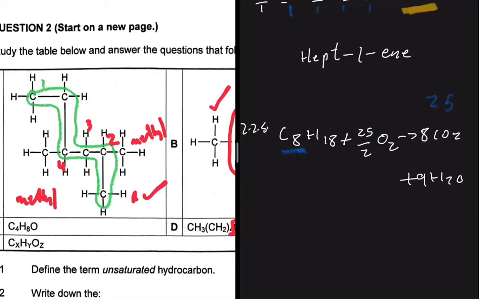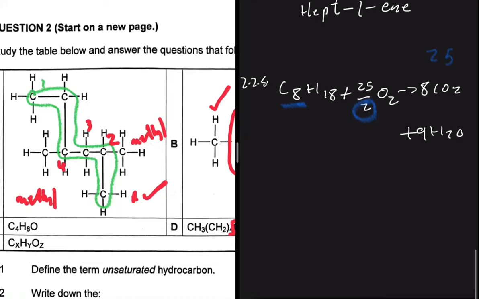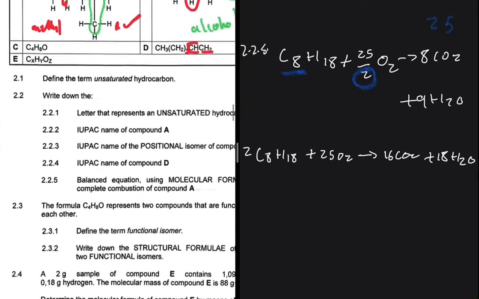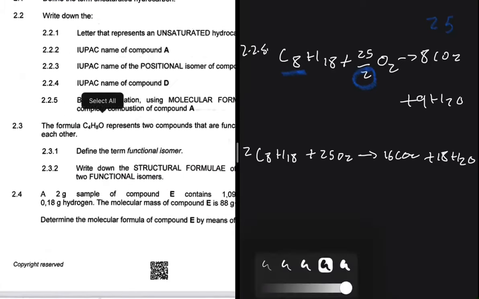But we cannot leave it with 25 divided by 2. We have to multiply through by 2. If we do that, we're going to get 2 C8H18 plus 25 O2 to give us 16 CO2 plus 18 H2O. There we go. That is 2.2.5. Let's move to 2.3.